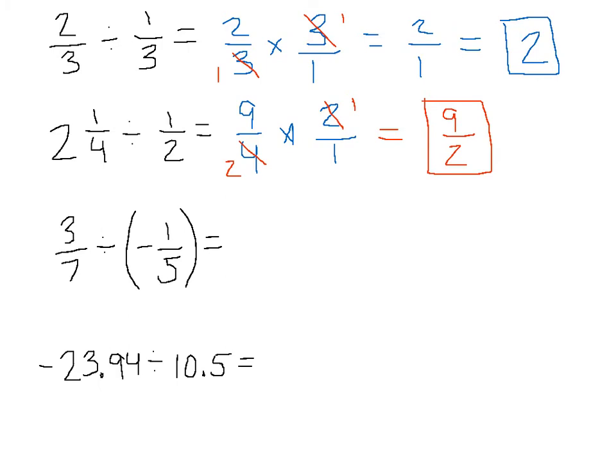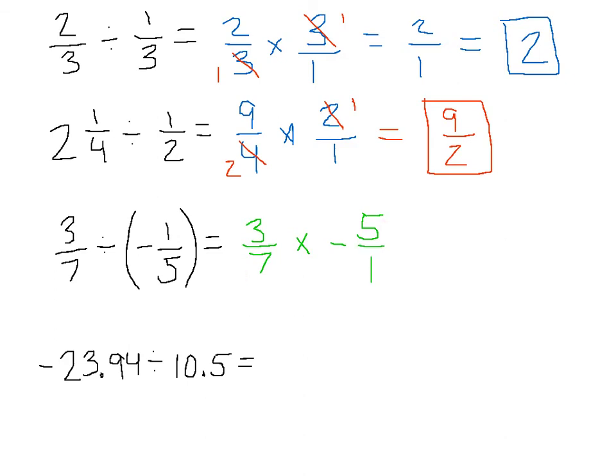The next problem is very similar to the first one, except we have a negative. So that tells me that because we're dividing a positive number by a negative number, the result is going to be negative. Aside from that, it is the same procedure as before. Nothing's changed. We keep the first fraction, 3/7. We change the sign to multiplication, and we flip the second fraction to 5/1.